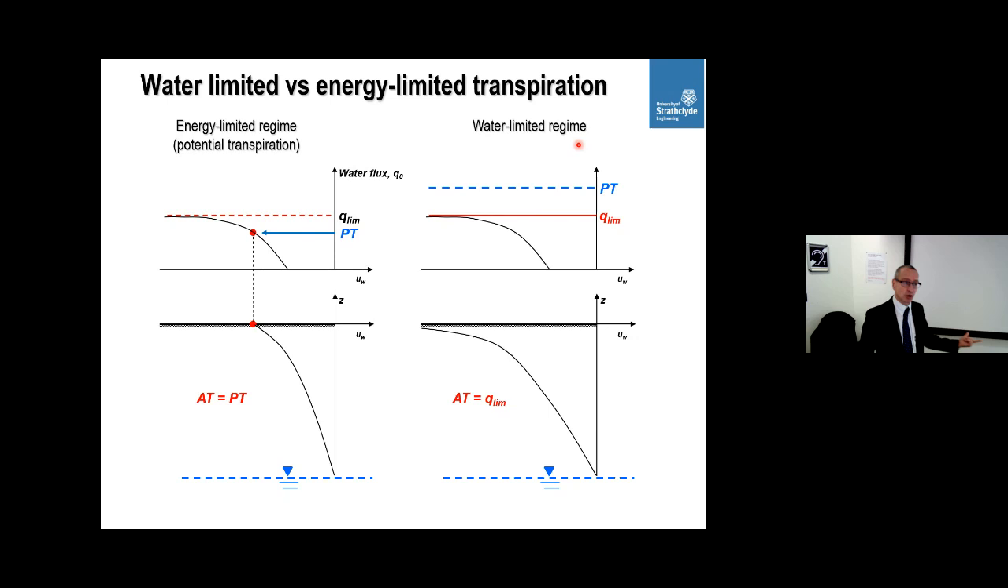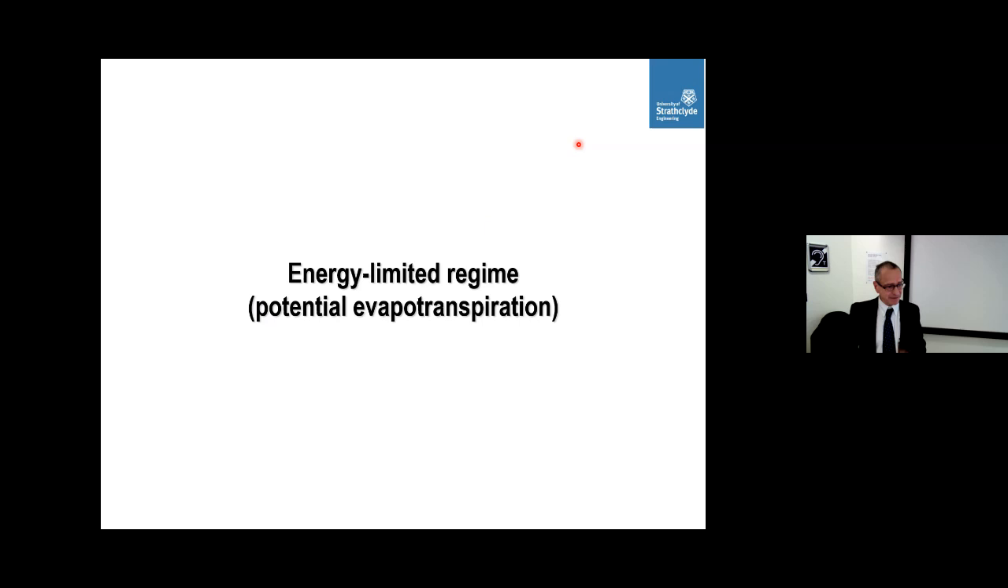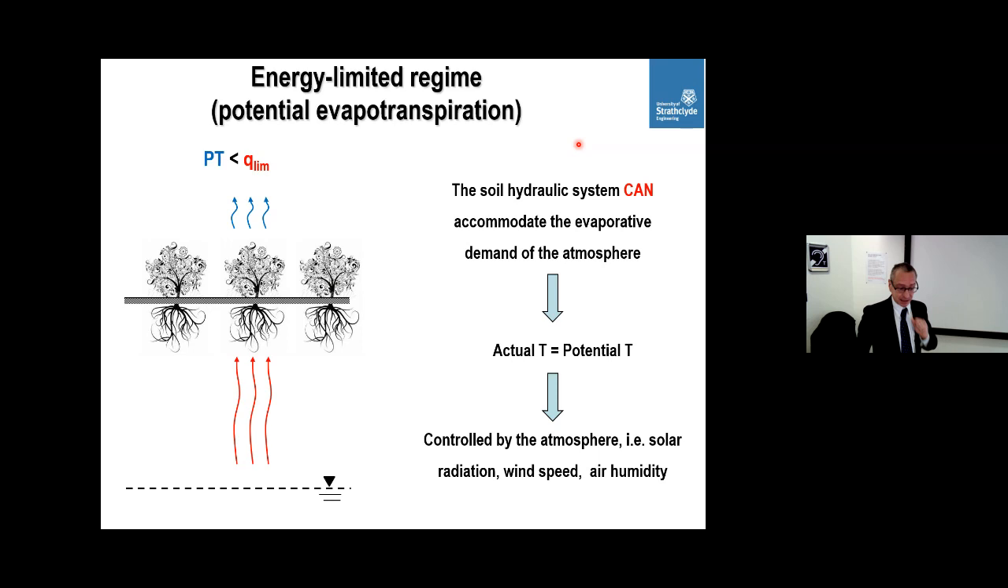So when we talk about transpiration and the beneficial effect of transpiration, and how we can manipulate the plant in order to generate more transpiration and more negative pore water pressure, we need to separate the two. I'm starting first with the case of the energy limited regime. So the transpiration is occurring in this range, where what the atmosphere is demanding is less than what the soil can accommodate, and then the transpiration occurs at the potential transpiration rate. First, is the transpiration making a difference?